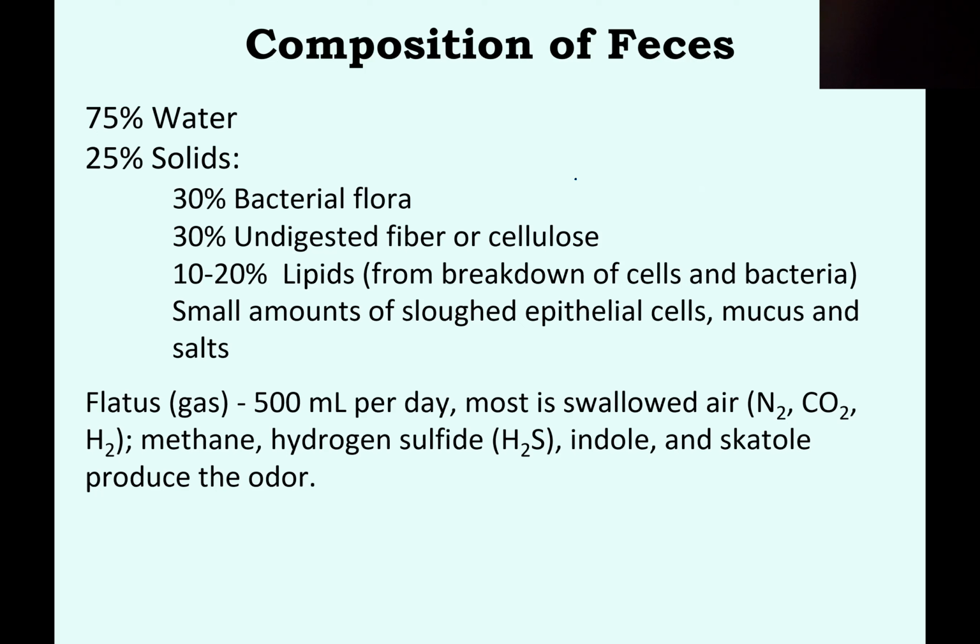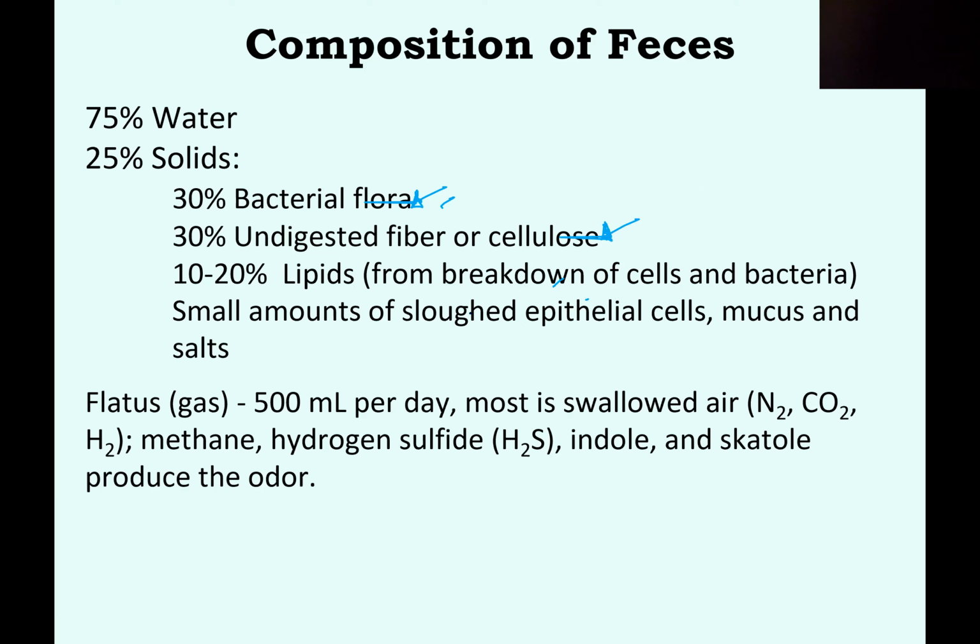75% water, even though we pulled out as much water as we can. 25% solids. Of that 25% solids, 30% is the bacterial flora. So yes, we excrete the bacteria and we acquire it from the foods that we eat. 30% is undigested fiber or cellulose. That's the material that we need to clean out the digestive tract. We don't get nutrients from it, but we do get the mechanism of cleaning out debris.